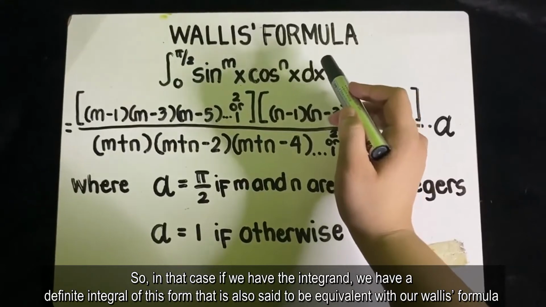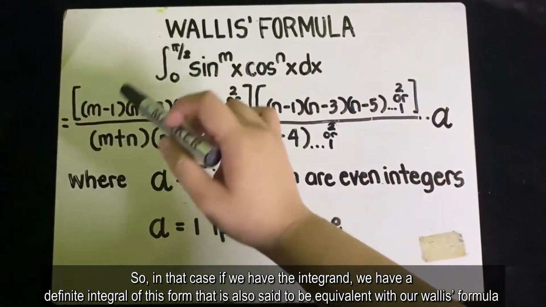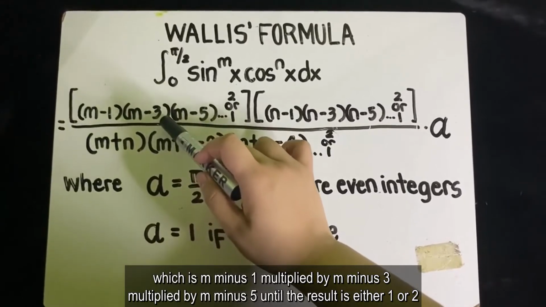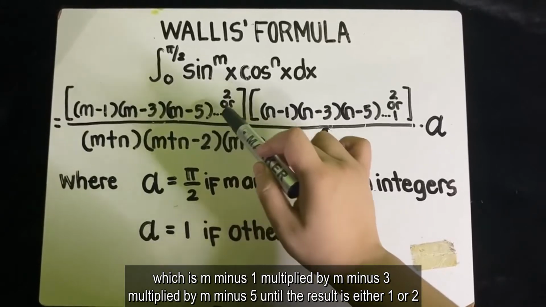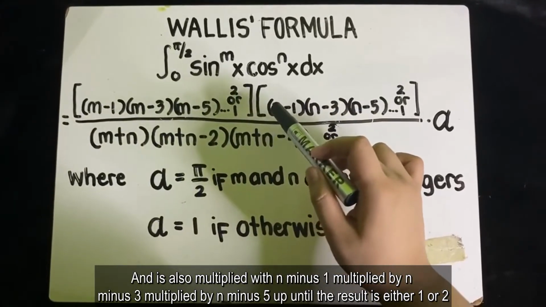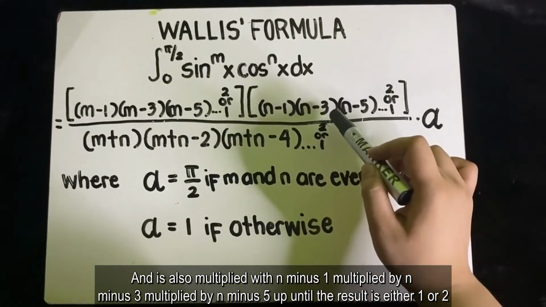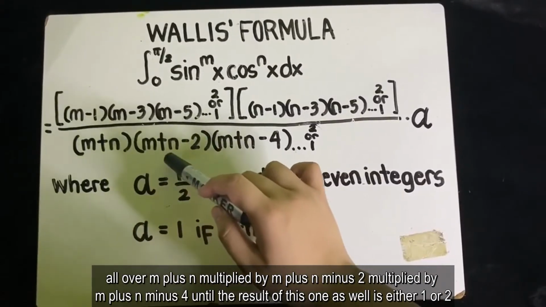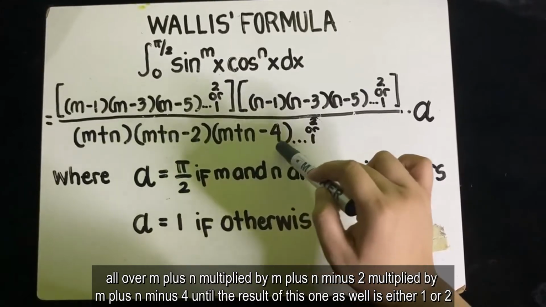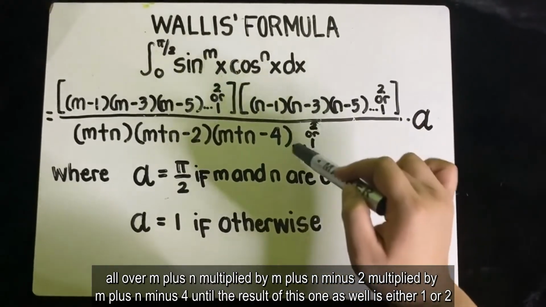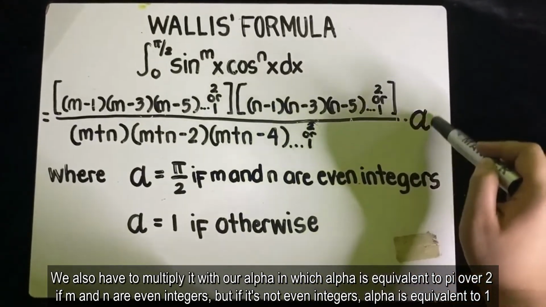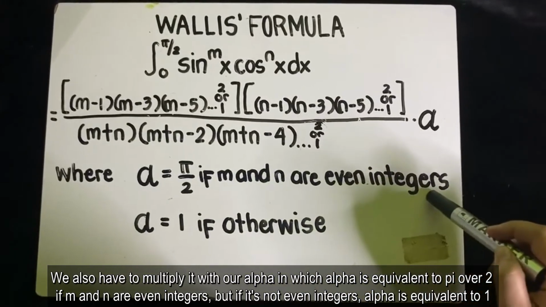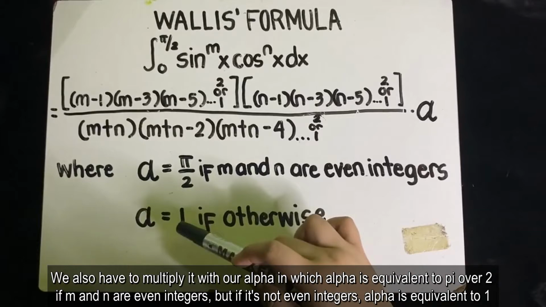If we have a definite integral of this form, it is equivalent to our Wallis formula, which is m minus 1 multiplied by m minus 3 multiplied by m minus 5, until the result is either 1 or 2, and multiplied with n minus 1 multiplied by n minus 3 multiplied by n minus 5, up until the result is either 1 or 2, all over m plus n multiplied by m plus n minus 2 multiplied by m plus n minus 4, until the result of this one as well is either 1 or 2, and multiplied with our alpha, in which alpha is equivalent to pi over 2 if m and n are both even integers, but if not, alpha is equivalent to 1.